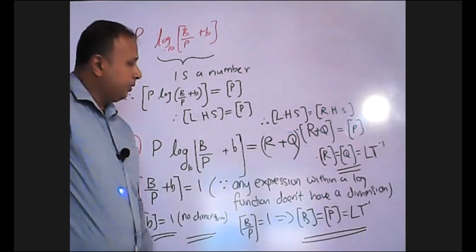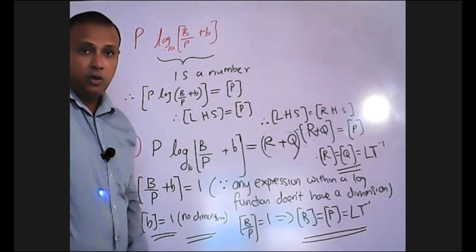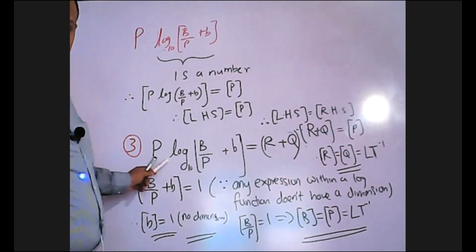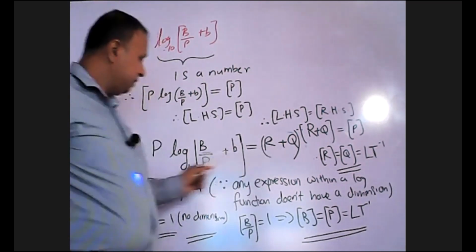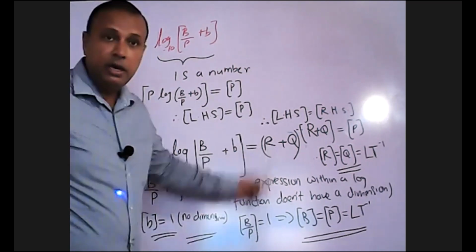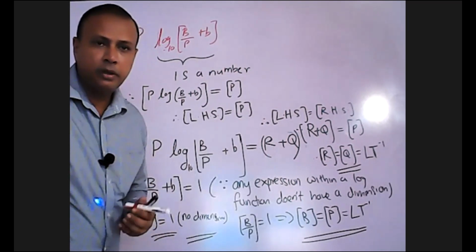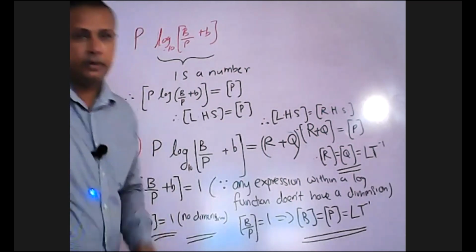R and Q, R plus Q is equal to this side, no? R plus Q is equal to this side. This side represents the velocity. For definitely, R and Q should be a velocity. Okay.